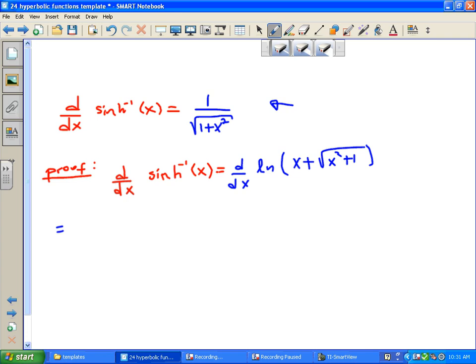1 over u times u prime. Let's remind everybody. If you have natural log of u and you're trying to find the derivative of that, it's going to be 1 over u times u prime, correct? Okay, for this question, what is my 1 over u going to be? 1 over everything, right? And then times the derivative of everything.